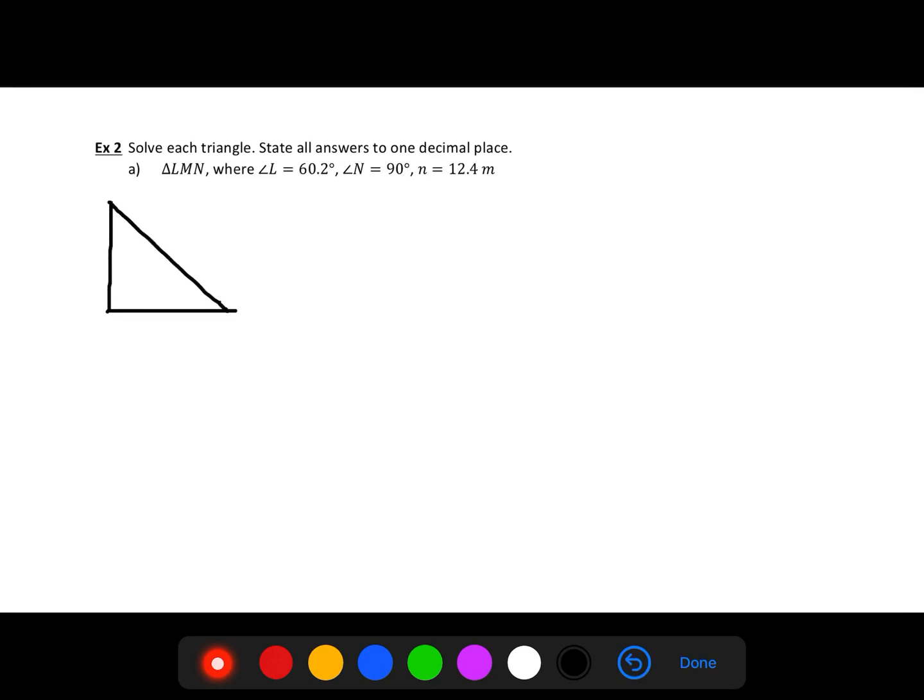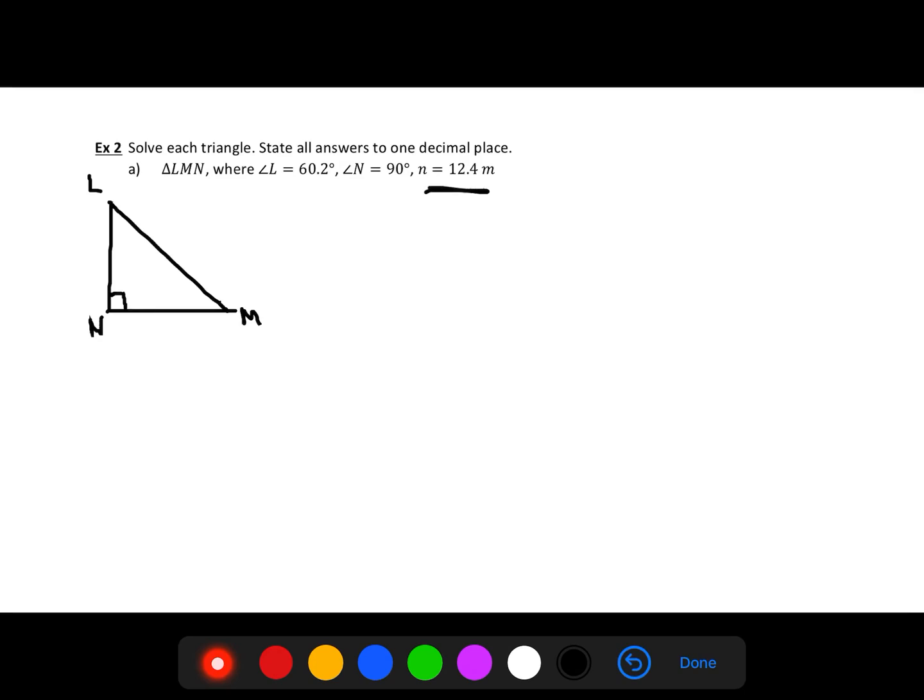We want to be able to see what we have and what we need to find. So we're always going to start with drawing our triangle. So we have triangle LMN. We need to make sure that we label angle N first because that's our 90-degree angle. The other angles, it doesn't matter as long as we label our triangle appropriately. Remember that capital letters denote our angles and lowercase letters denote our sides.